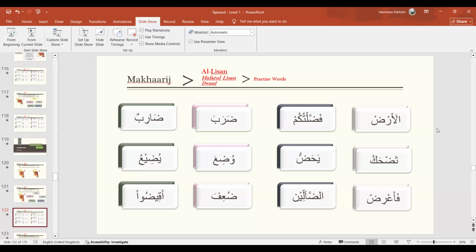ضارب, ضارب, not ضارب. It's ضارب. يضيع, أقيض, do, not do. I did not take enough time to actually pronounce the word properly. ضعف. That again, same thing. يحض. يحض. When ضاد is shaddah, you get stuck on it. If you have the right articulation point, you are going to get stuck at ضاد.